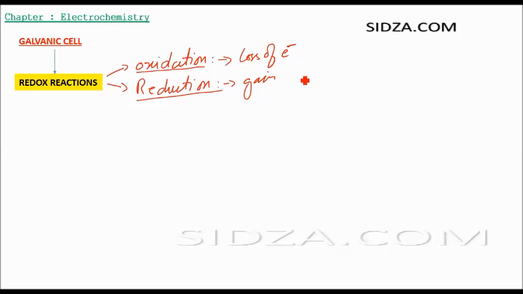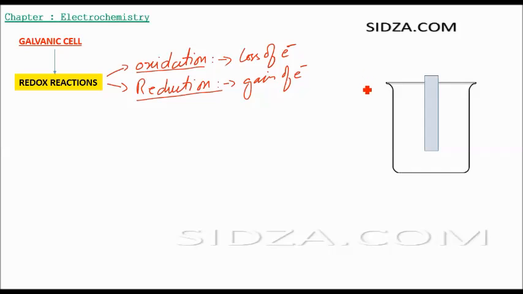So in a redox reaction, one substance loses electrons and another gains, so one gets oxidized, another gets reduced, and this happens hand in hand. Oxidation is only possible when the other substance can get reduced, and reduction is possible only when the other substance gets oxidized. To understand it, let's take an example.